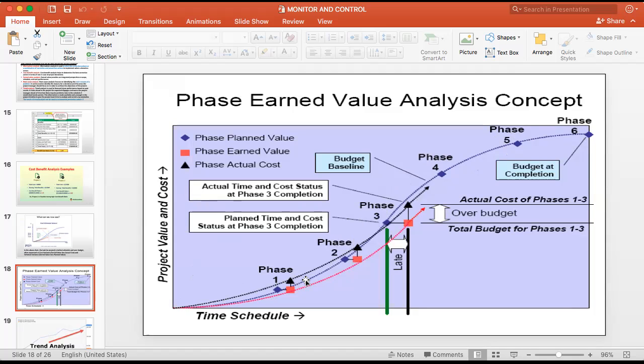But earned value is this much. Actual cost is this much. So it comes here and see, actual cost, actual cost triangle. Here it's coming like this, right? And it crosses here. You see?